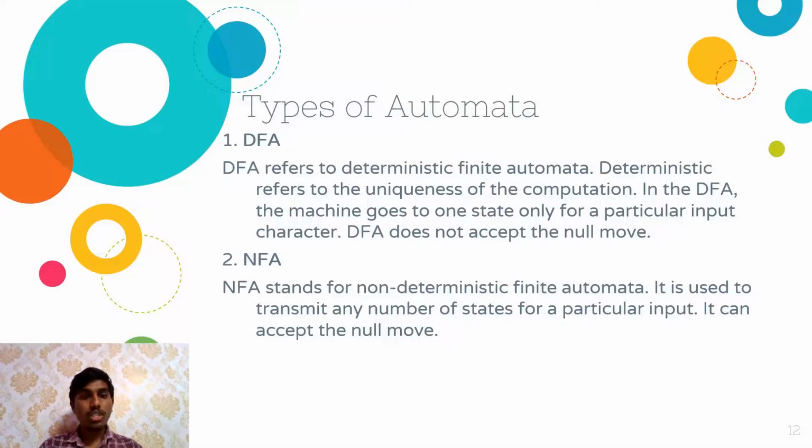So what is DFA? DFA refers to deterministic finite automata. As we have discussed before, deterministic finite automata refers to the uniqueness of the computation. In the DFA, the machine goes to one state only for a particular input character. DFA does not accept the null move. NFA stands for non-deterministic finite automata. It is used to transmit any number of states for a particular input. It can accept the null move also.